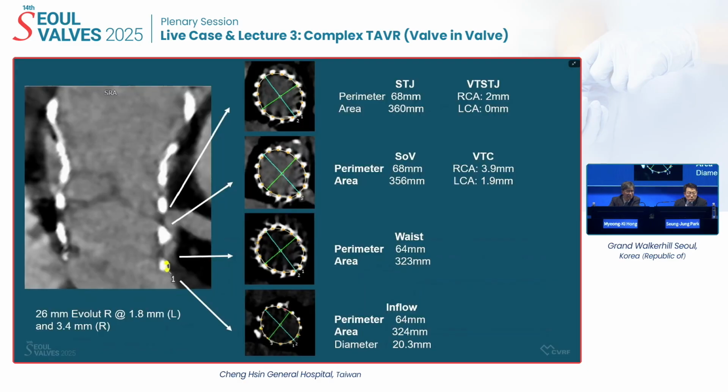And here is today's multi-slice CT. The inflow area is 324, and the previous annulus area is 323. The SOV was only 350, and the area over the STJ is 360. VTSTJ on the right side is 2 millimeters, and the LCA is 0. The VTC to the left coronary artery is 1.9, and the RCA is 3.9.